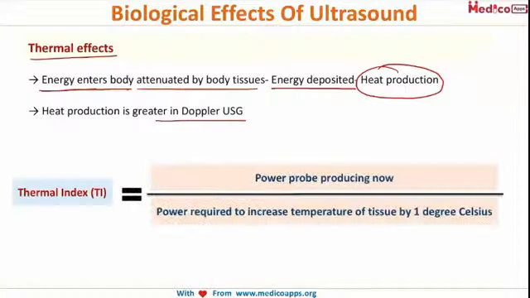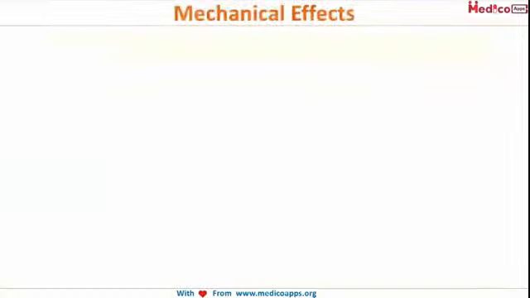Now the thermal index is the ratio of power produced by the transducer to the power required to raise the tissue in a beam by 1 degree Celsius. So this is the thermal index. Now let's see the mechanical effects of ultrasound.